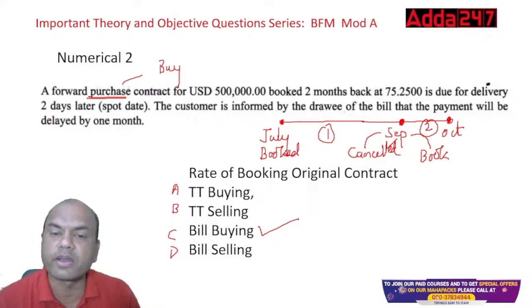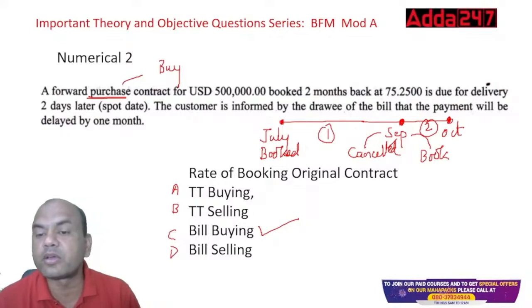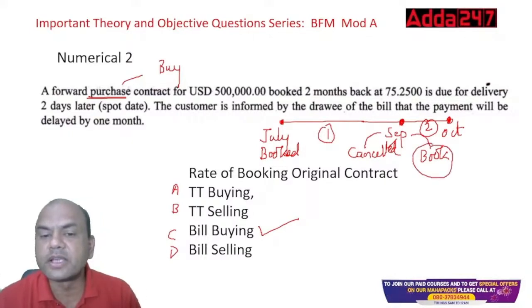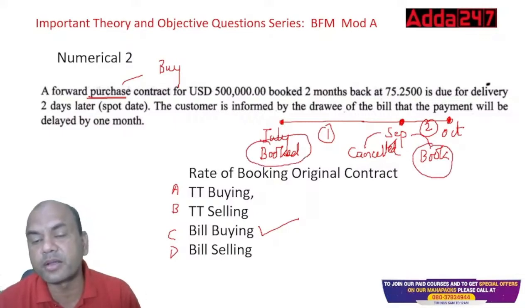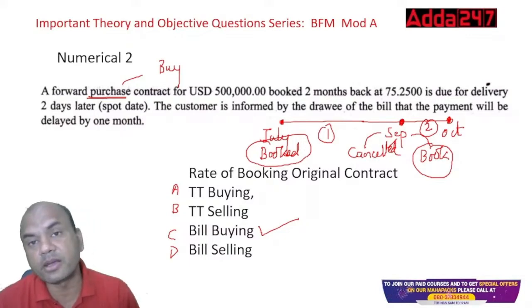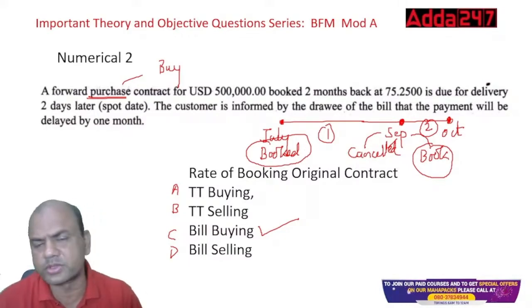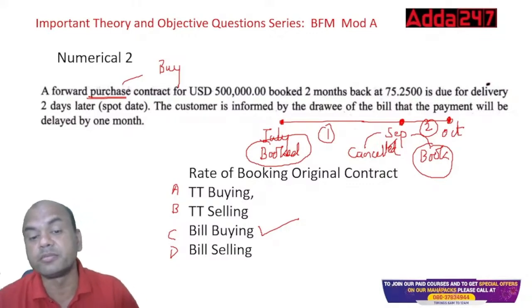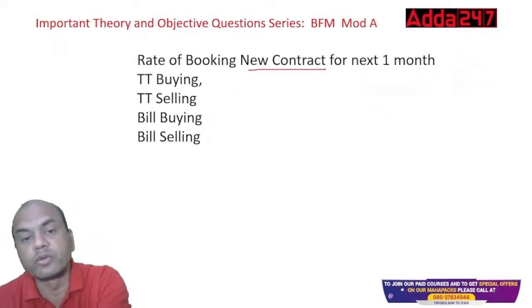Whatever had happened in July is repeated over here now. Same thing is repeated. So if it is repeated, then the rates will also be repeated. So it will be again bill buying rate. So I'll be using bill buying rate. But the rates will be different. Of course, not the same rate. But the logic is same. I'll be using the bill buying rate only again.